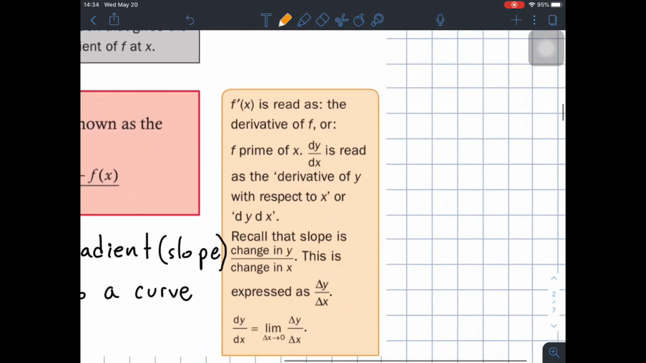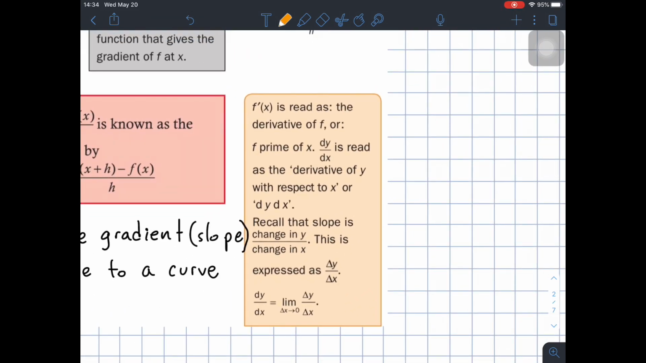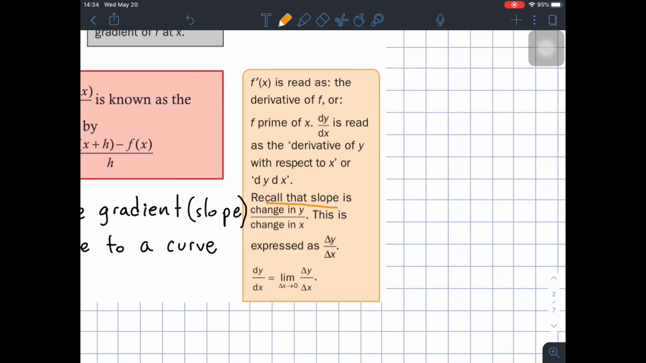So here it says f prime is read as the derivative of f or f prime of x. dy over dx is read as the derivative of y with respect to x or dy dx. Then it says recall that slope is change in y over change in x, as we just saw in the demonstration. This is expressed as delta y over delta x. Change in y over change in x.